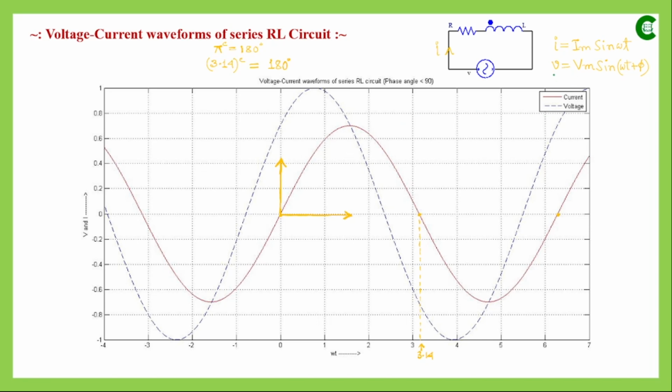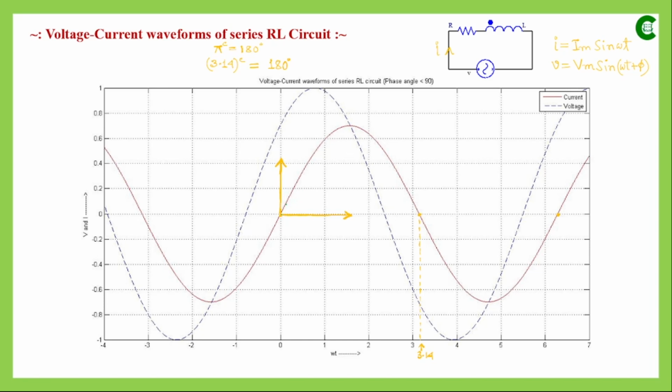Now if we express the voltage, V will be equal to Vm sine, this time not omega t plus 90 degree, rather omega t plus some angle phi which is less than 90 degree. Graphically, if we represent it, this is the same origin. This is the omega t axis, the x-axis along which omega t or t varies, and this is the y-axis along which V and I vary.